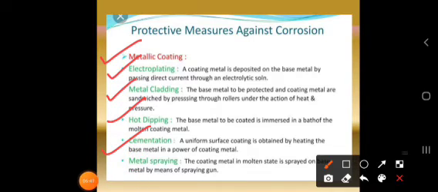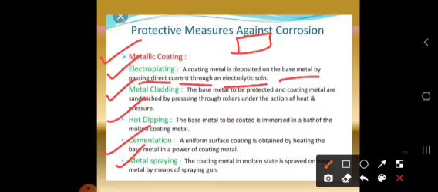Okay, these are the concepts. Here we have to focus more. So what is electroplating? A coating metal. Suppose you are taking one metal and you have to coat it onto the base metal by passing direct current through an electrolytic solution. There are some other procedures for electroplating, but just keep in mind what the electroplating process is.